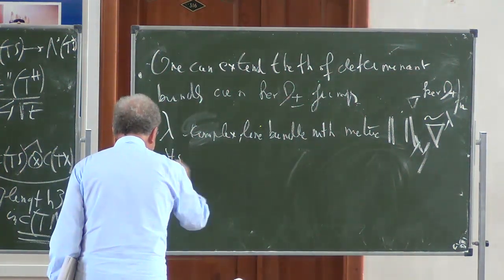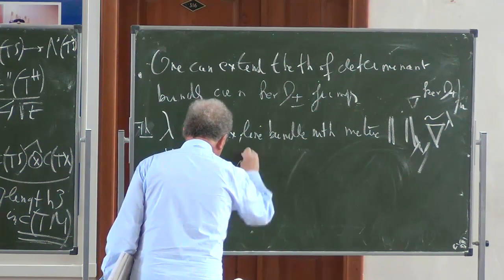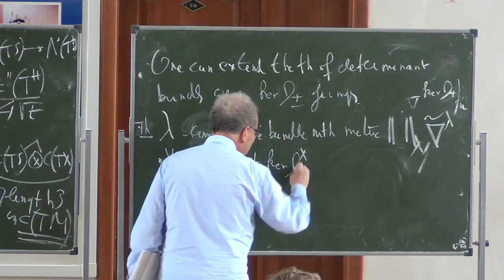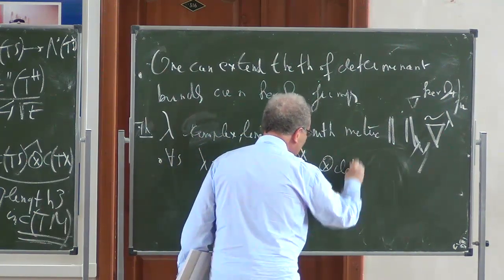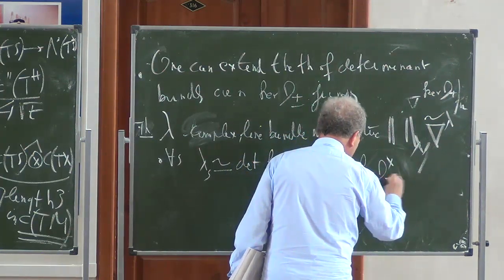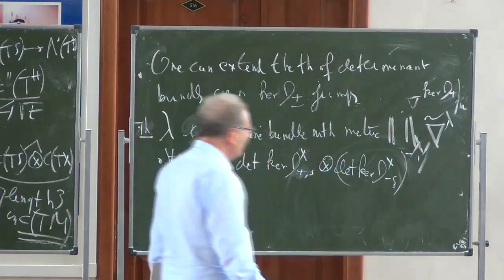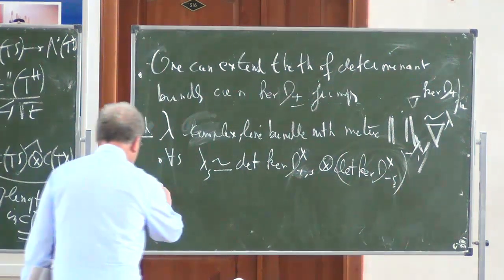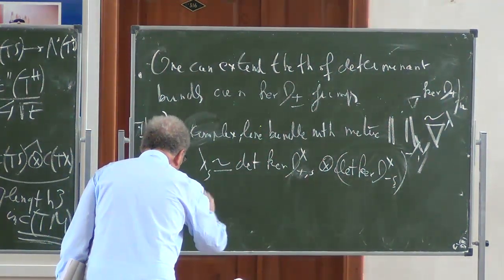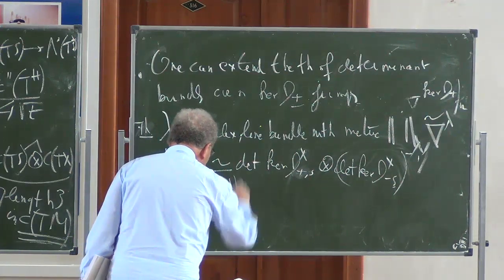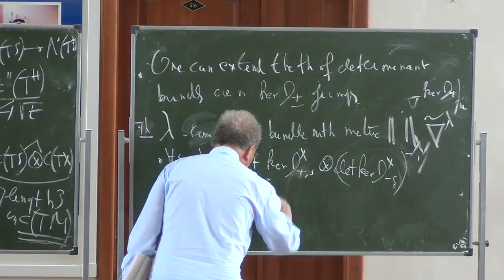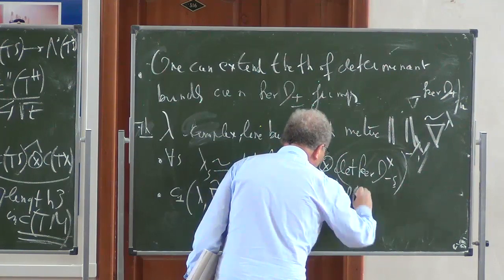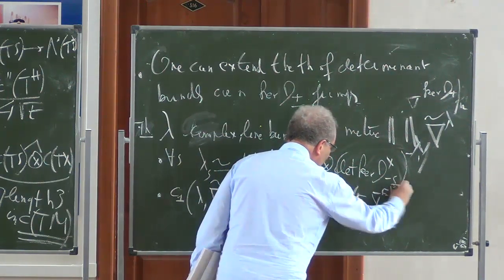So first of all, for any s, lambda of s is canonically isomorphic to the determinant of the kernel of d plus dx plus s tensored with the determinant of the kernel of dx minus s minus 1. So for each s, we have this canonical isomorphism of fibers. And the second thing is that C1 of lambda equipped with this connection is given by pi star of A roof of Tx, nabla Tx, Ch of E, nabla E.